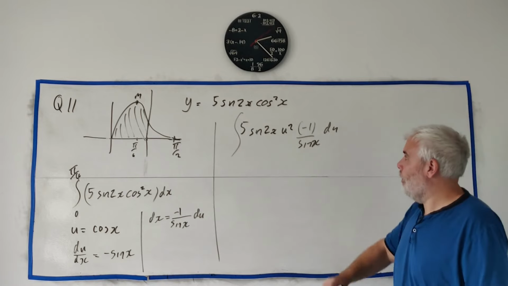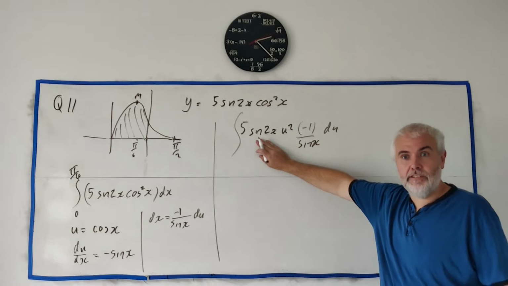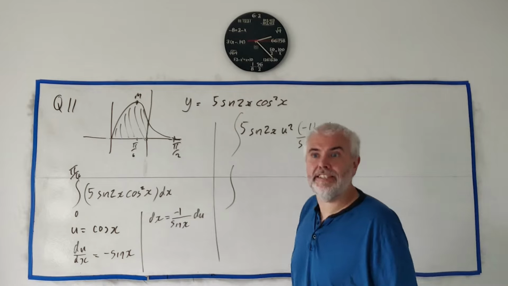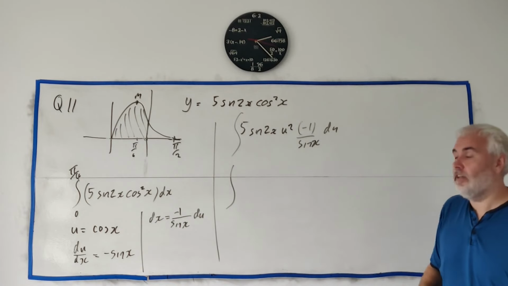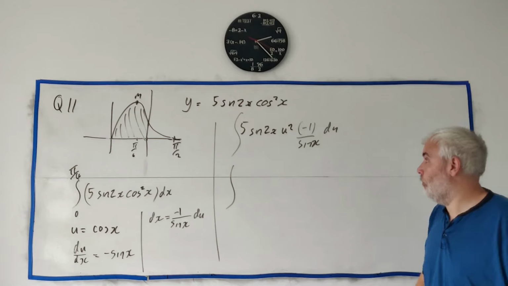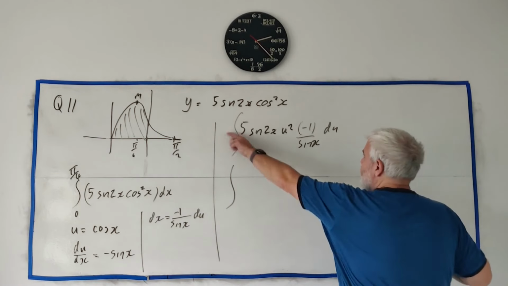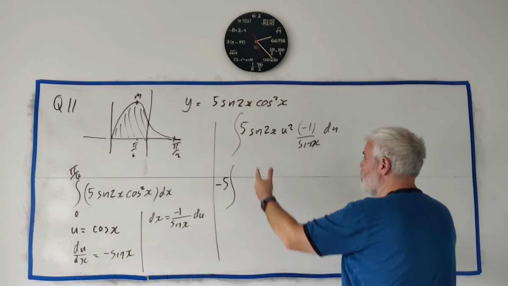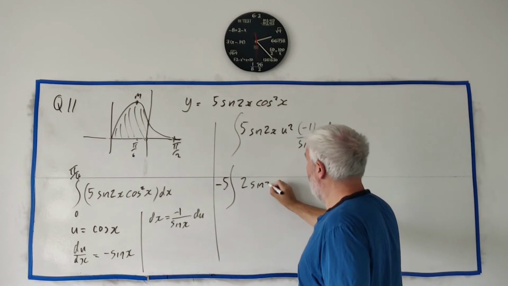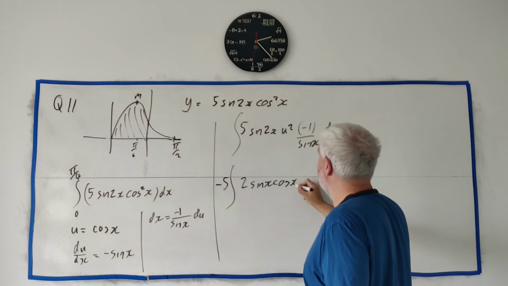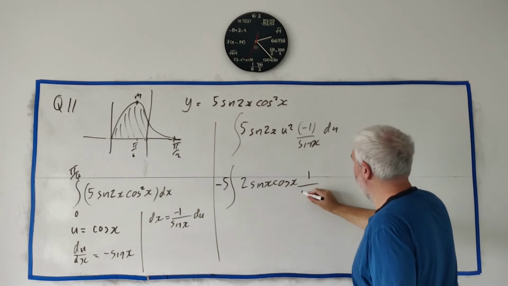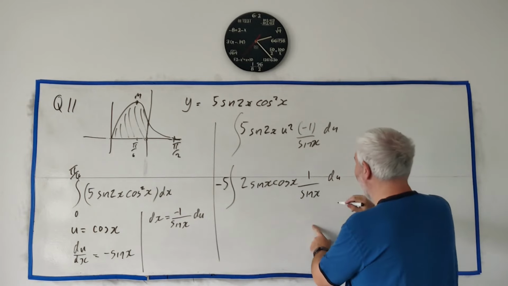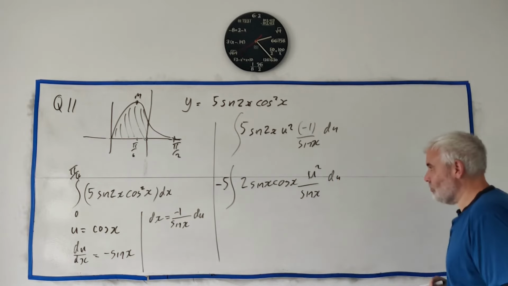So what we do is we replace sine 2x. We have a formula for that. They tell us that sine 2x is equal to 2 sine x cosine x. It's our double angle formula. So let's take 5 out first and the minus 1. Let's bring that outside, minus 5. Sine 2x becomes 2 sine x cosine x, 1 over sine x is still in there, du. Oh, I've lost a u squared. Let's put the u squared up there. U squared. Okay, this is better.